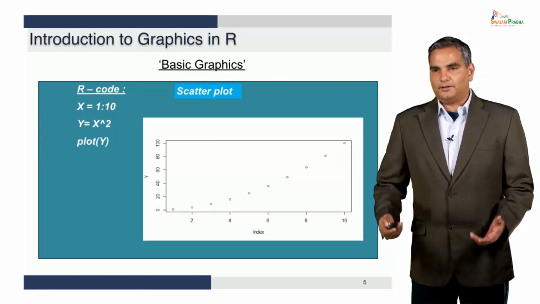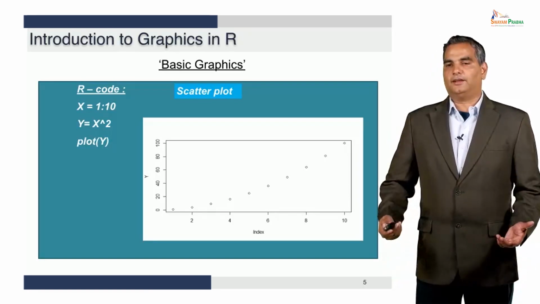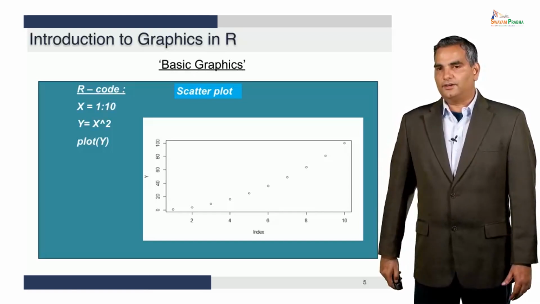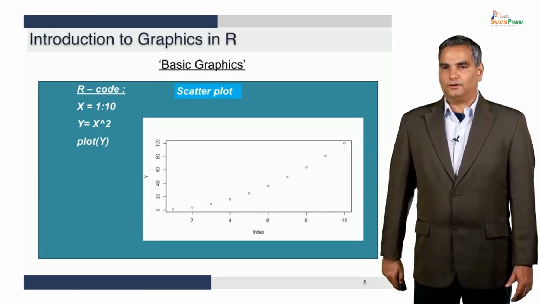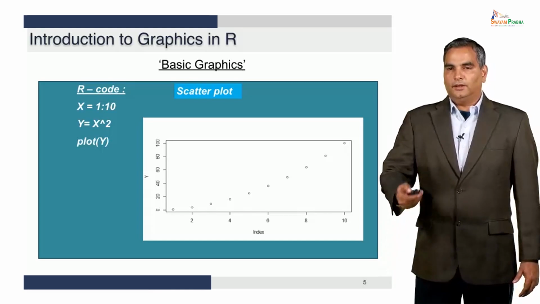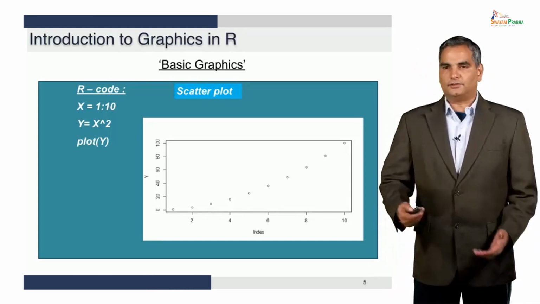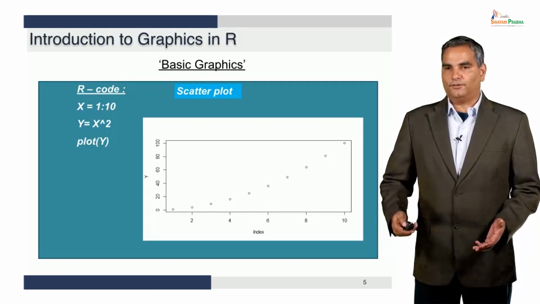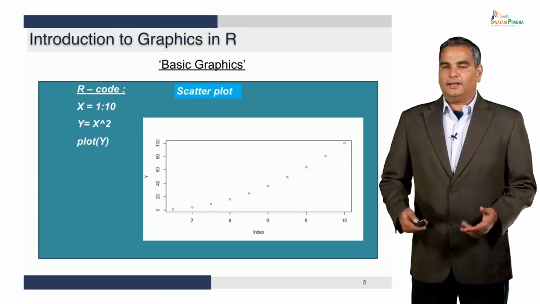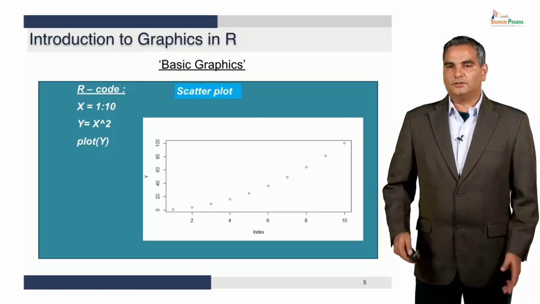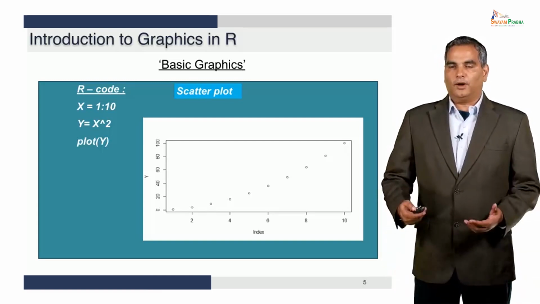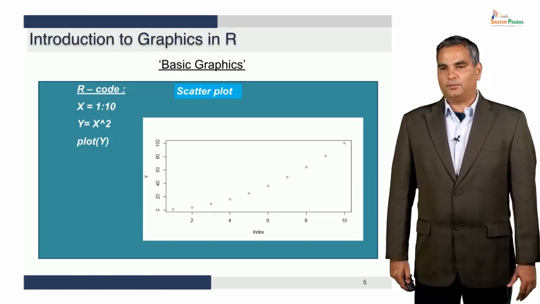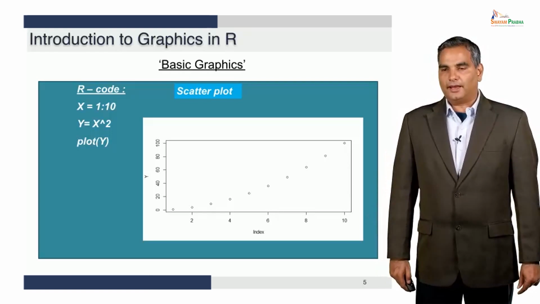So scatter plot is a very simple plot where you take a variable and then simply plot its values. So we're going to use things that we've learned before. Here's a very simple R code to do the scatter plot. You have variable x, which is from 1 to 10, basically 1, 2, 3, 4, all the way up to 10. And then I'm defining another variable y, which is square of x. So y would be 1, 4, 9, and so on. And we ask for y to be plotted. And the plot shows up as follows.